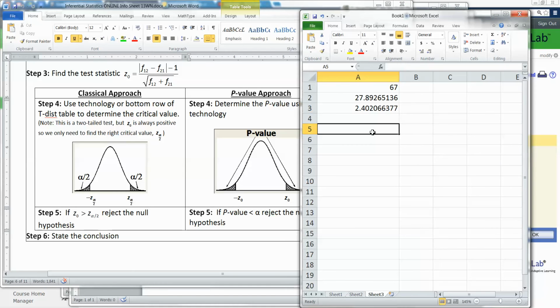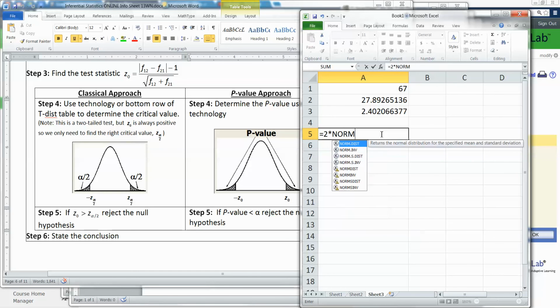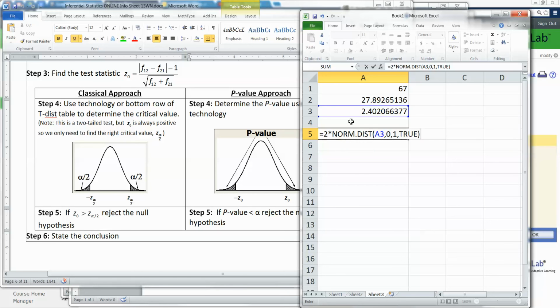So you can do this a couple ways. First, you can do it with Excel. So I could say equals 2 times norm dist, because I'm going to do one of them and then multiply it by 2. My x value is that cell right there, 2.402, comma 0, comma 1, comma true. Oops, that's going to be the wrong way. Normdist always does left tail, right? So I need to make it negative. There we go.